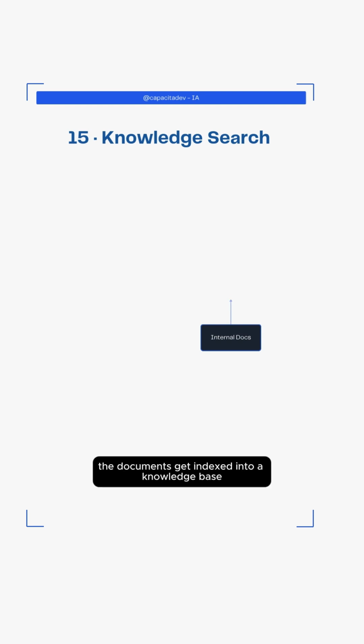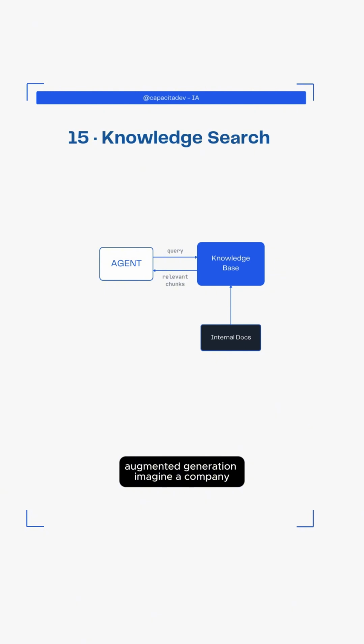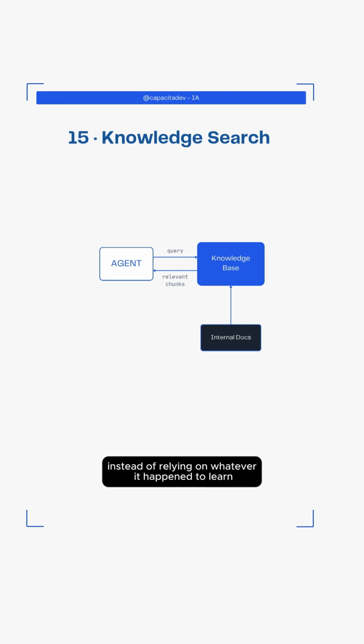Knowledge search is how an agent grounds its answers in a specific set of documents instead of guessing from general training. The documents get indexed into a knowledge base. And when a question comes in, the agent searches that base for the pieces that actually matter. Then builds its answer from those pieces. This is the same idea behind RAG. Retrieval Augmented Generation. Imagine a company support agent that searches internal product manuals before answering a customer question, instead of relying on whatever it happened to learn during training.